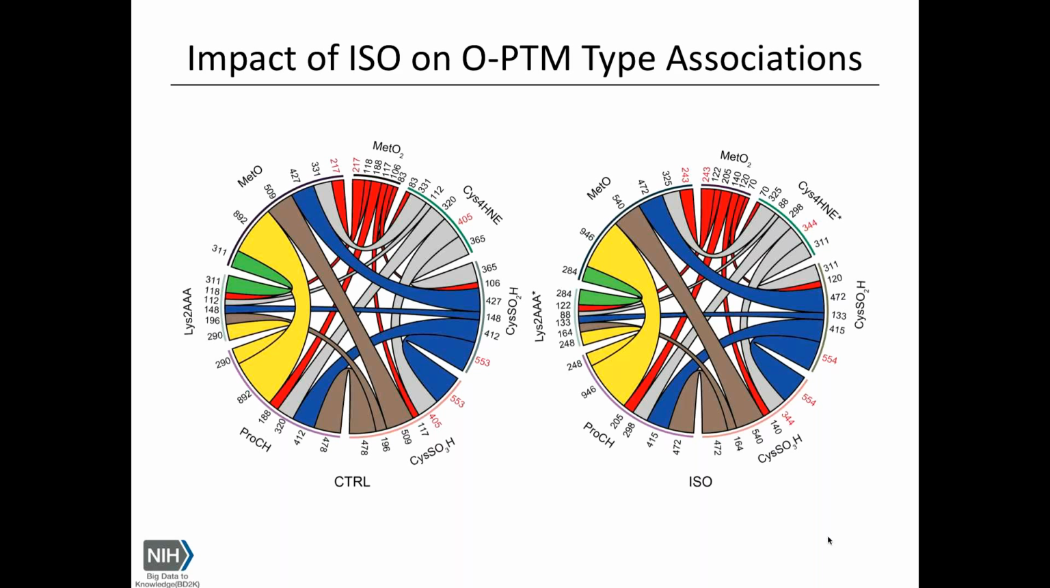In both control and ISO conditions, we see that most of the O-PTM types are conserved. However, there are 2, cis4HNE and Lys2AAA, which have been significantly decreased after ISO.